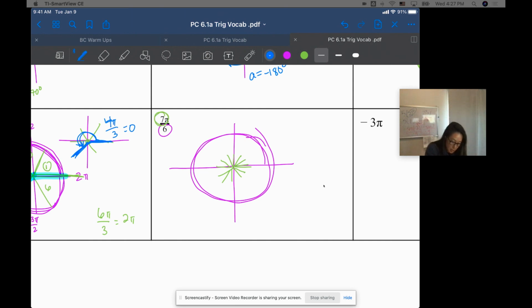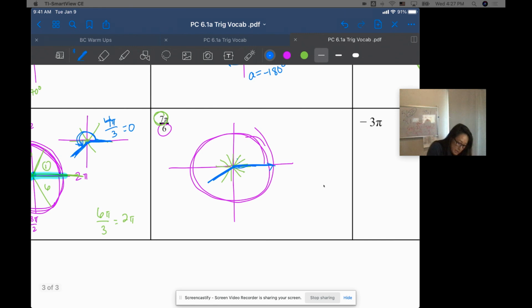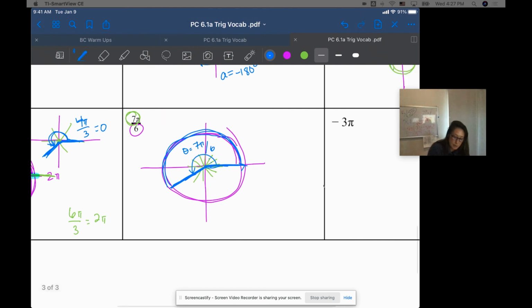So my initial side starts at 0, and I'm going to count 1, 2, 3, 4, 5, 6, 7. So my terminal side is 1/6 past pi. Okay, so from here to here, theta is equal to 7 pi over 6. And we measure that angle by the arc length. This arc has a length of 7 pi over 6 radians.